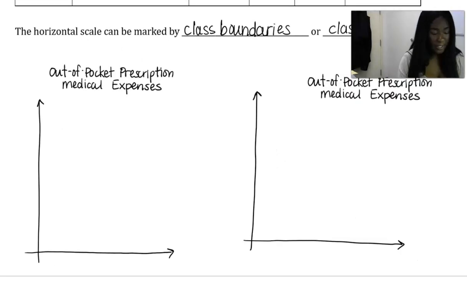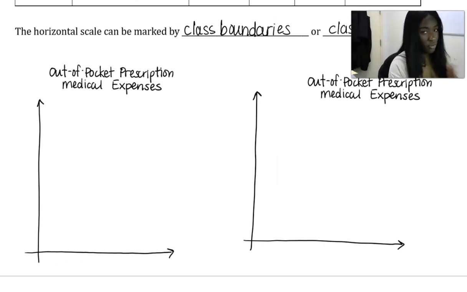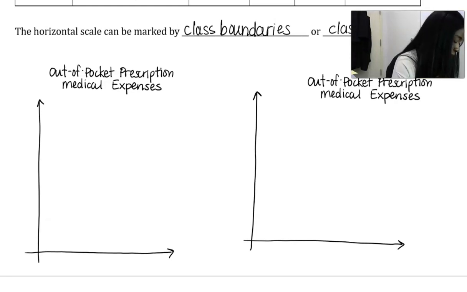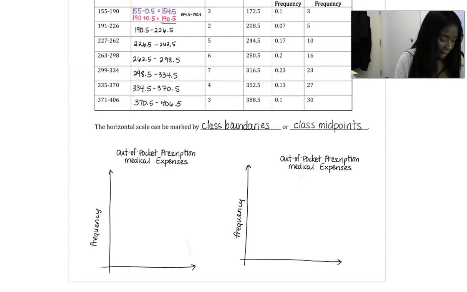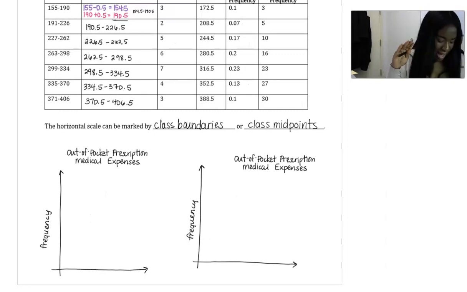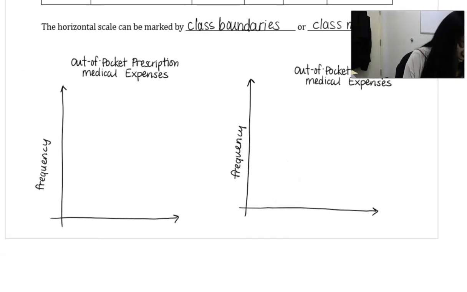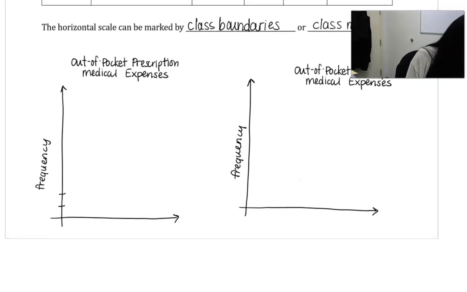The vertical axes for both of these histograms, and remember, they're the same histogram, I'm just doing one with boundaries and one with midpoints, but the vertical axis is going to be showing the same thing for both of them. They're both going to be showing frequency. So I'm going to label my vertical axes as frequency. The frequencies look like they go as high as 7. So on both axes, I'll make sure that I go at least up to 7.